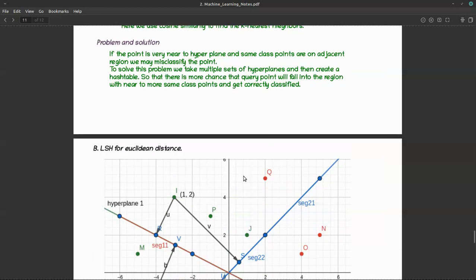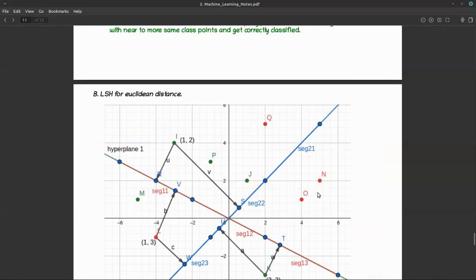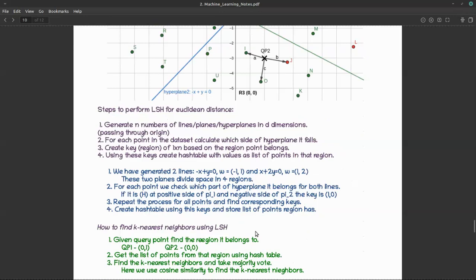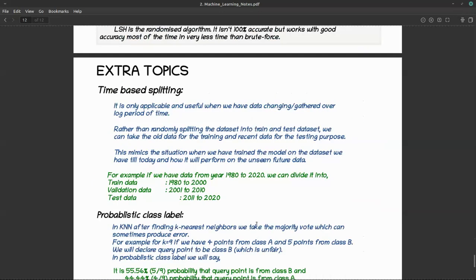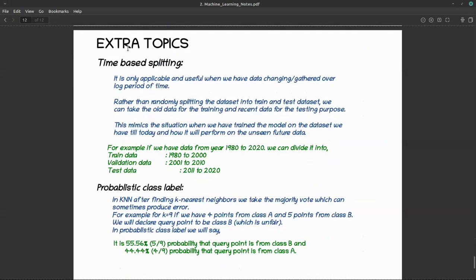It is not covered in much depth in our content, this Euclidean distance, because this is very complex. This LSH for cosine similarity is very intuitive and very cool. Last two topics, very simple ones: time-based splitting and probabilistic class label.